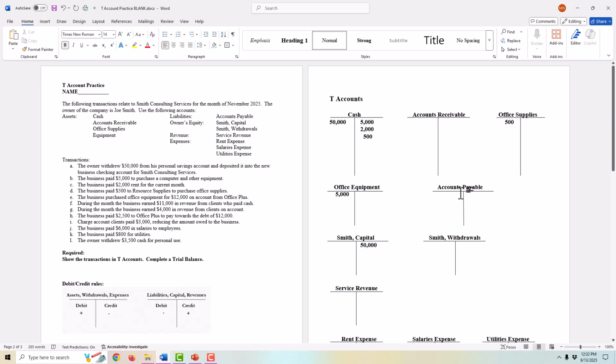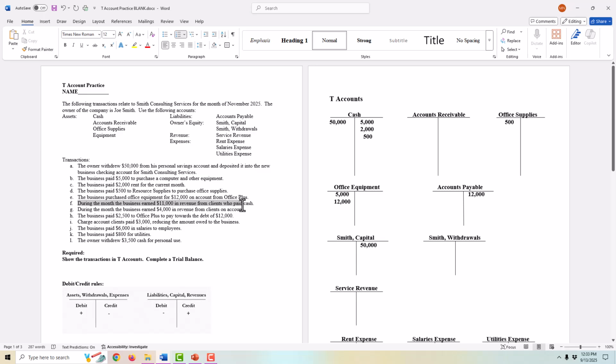So we're going to put $12,000 on the credit side of accounts payable. And then you would also add to the office equipment account for $12,000 because they just purchased office equipment. Now they have additional equipment available in the business. So I'm going to put $12,000 on the debit side because this is an asset, and we add to assets with debits.